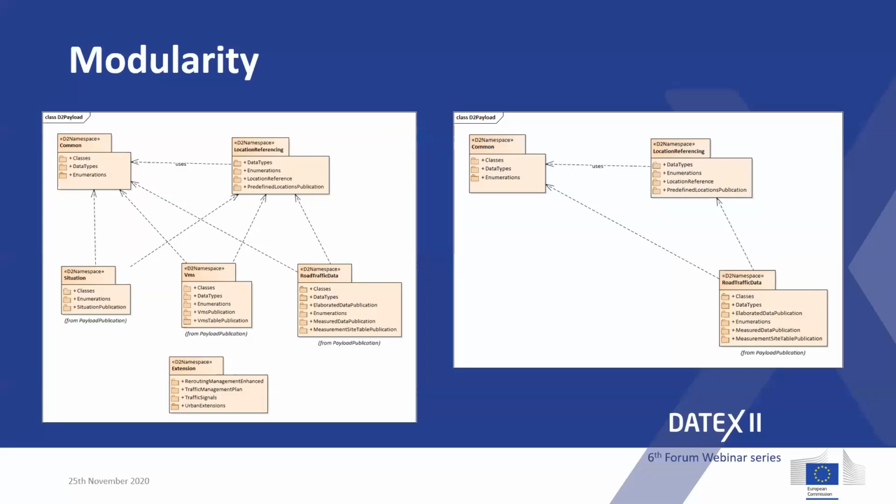And of course, you have to respect the dependencies. So road traffic data, for example, is dependent on location referencing and common elements. But at least you cut down from 10 namespaces to 3 namespaces. And in your application, you only need to work with those technical artifacts. You don't have a lot of clutter that would use resources and eat time on development. You just use what you need.